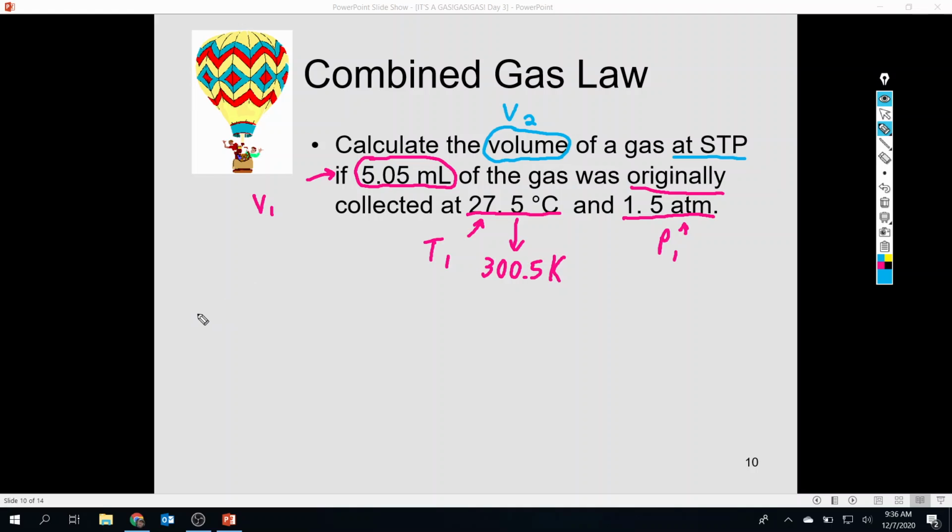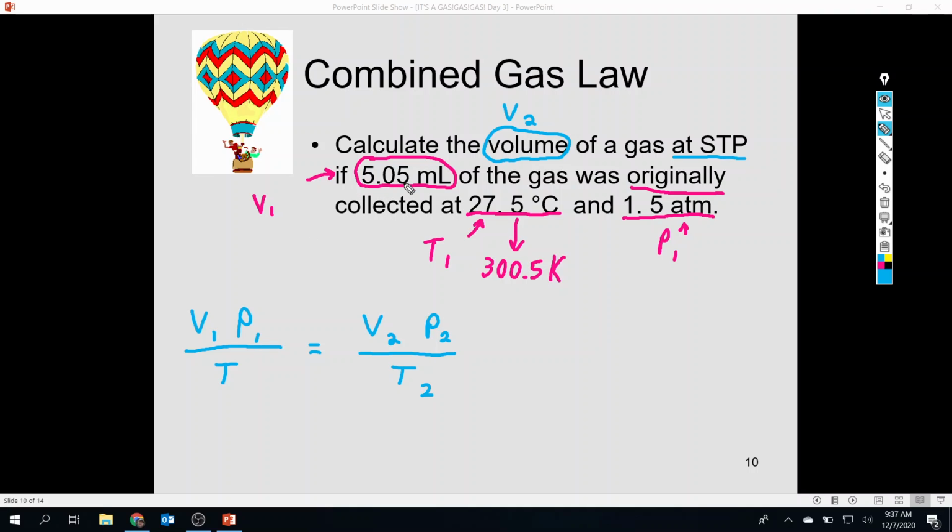All right. So let's see. I'm going to say V1 times P1, let's just erase that real quickly. V1 times P1 over T1 equals V2 times P2 divided by T2. All right, so then we're just going to put the numbers in for that. And I see that V1 was 5.05. It's so important that you label these. If you will label them, then it is easy to plug in. But if you do not label them, you're really going to have a hard time.